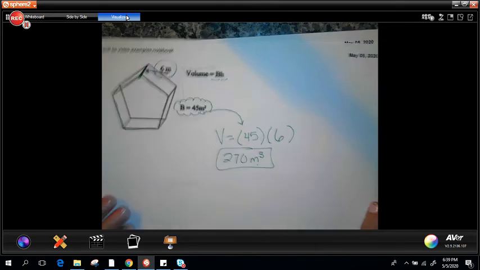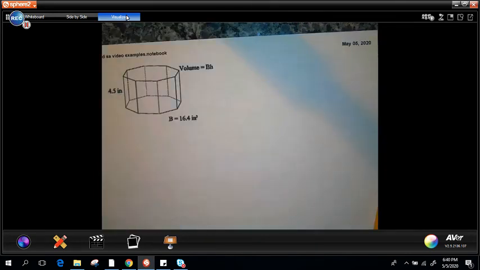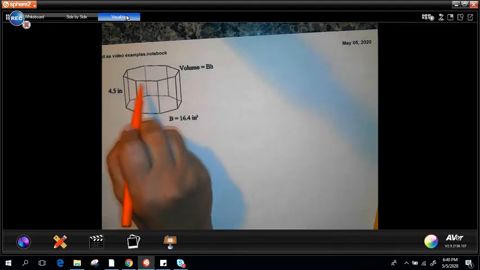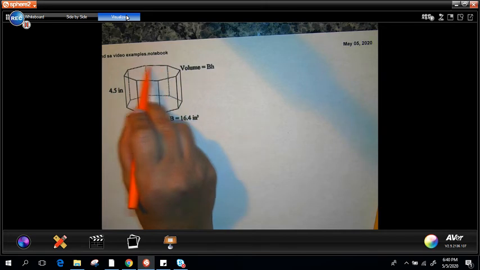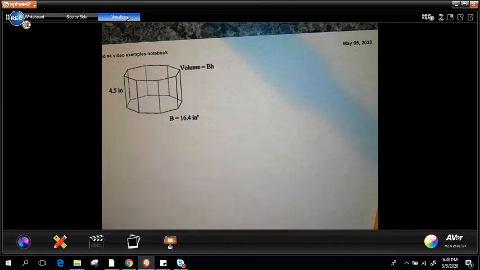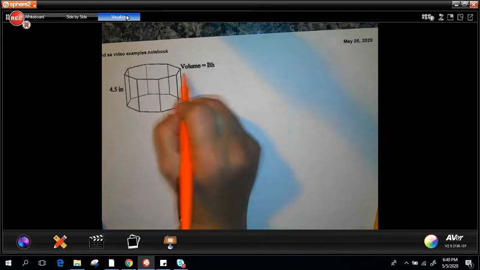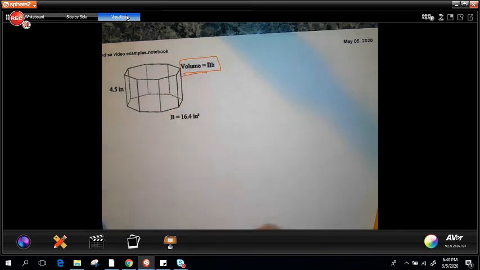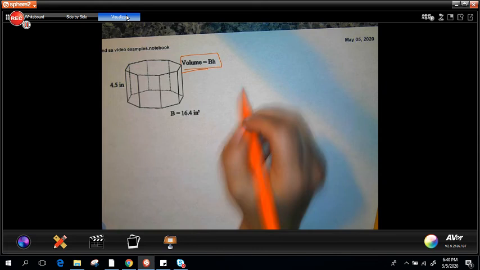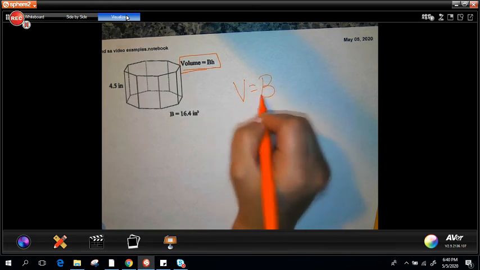One last problem. Here we have another prism, okay? It is 1, 2, 3, 4, 5, 6, 7, 8. So it's an octagonal prism, 8 sides here, 2 octagons connected by rectangles. It doesn't matter what that base shape is, as long as it's a prism, we're going to use volume equals area of the base times height.